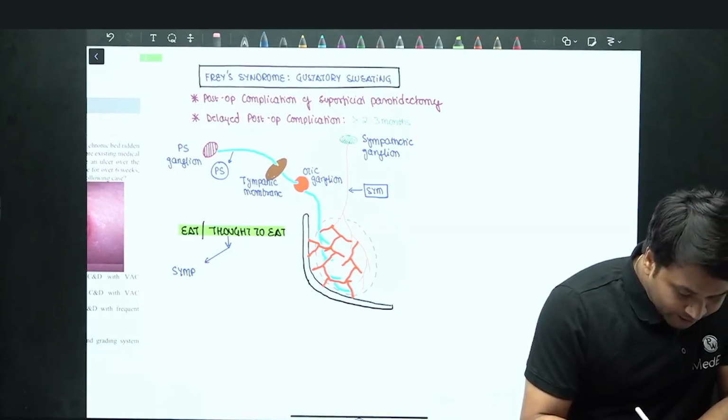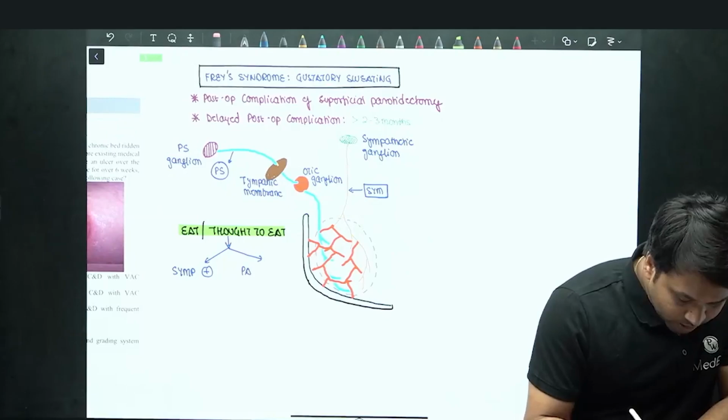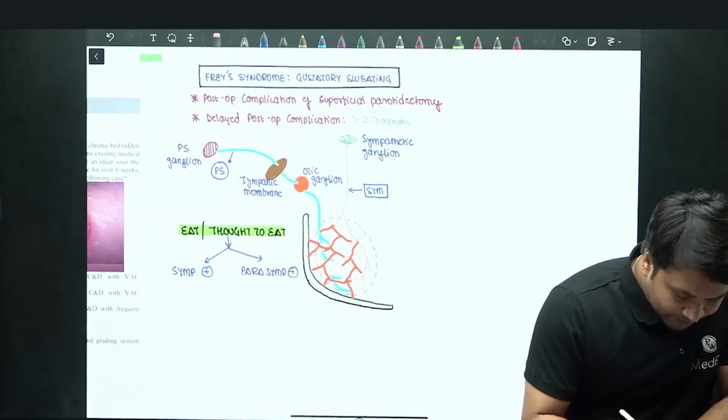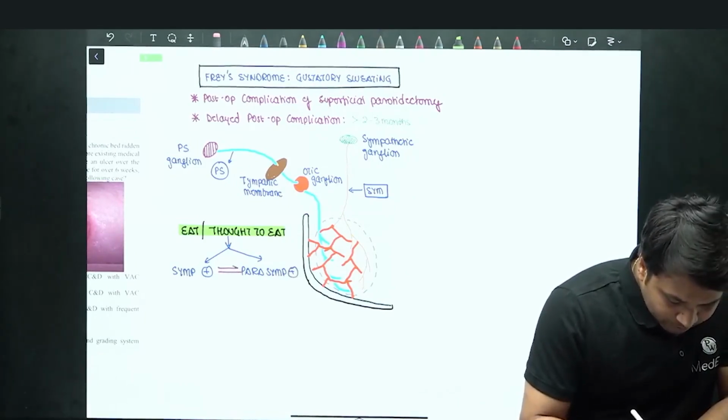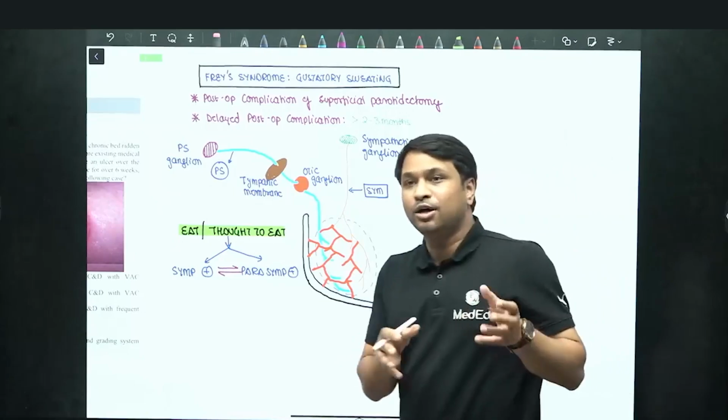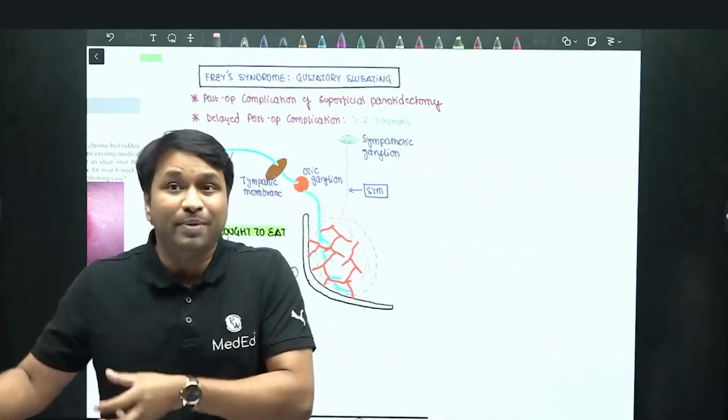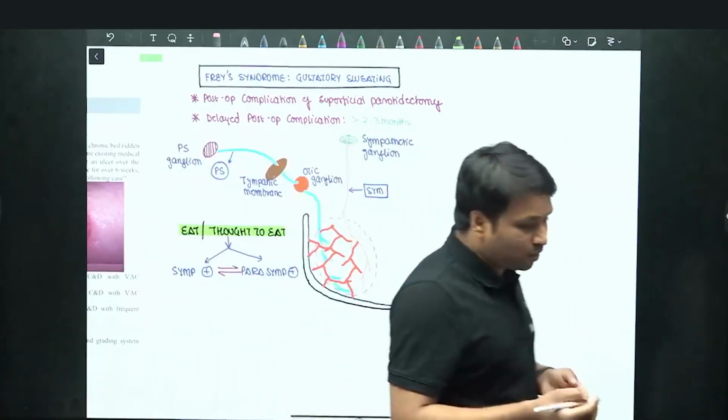But what is going to happen? Every time the sympathetic is going to get activated, it will also stimulate the parasympathetic pathway. So you have this cross innervation. जब भी sympathetic activation होगा, वो parasympathetic भी activate कर देगा. जब भी parasympathetic activation हो, वो sympathetic activity will also cause.